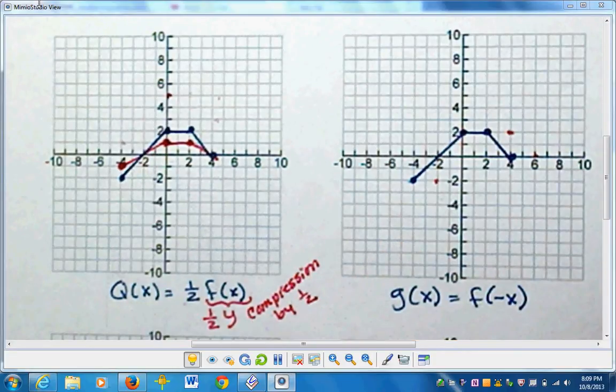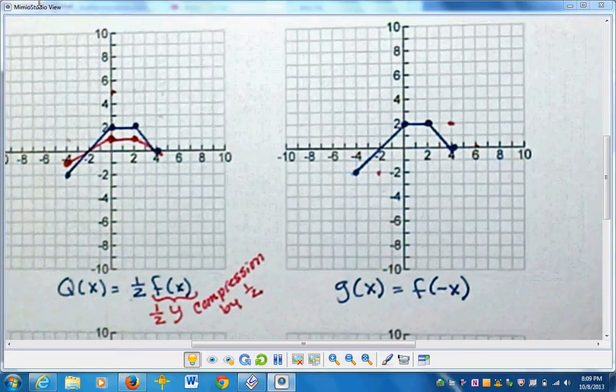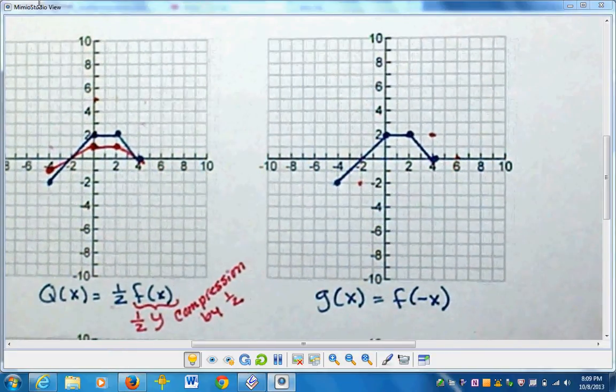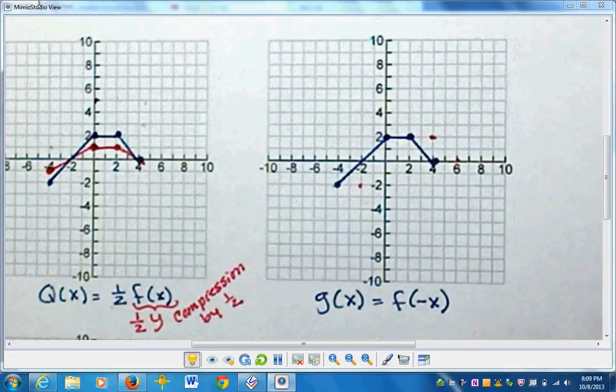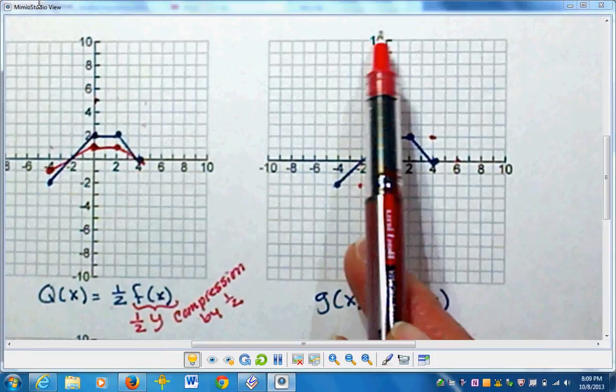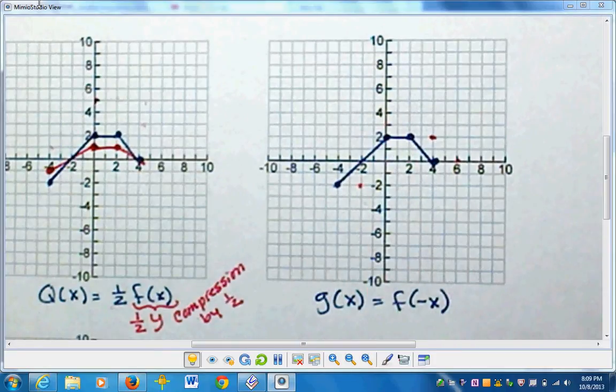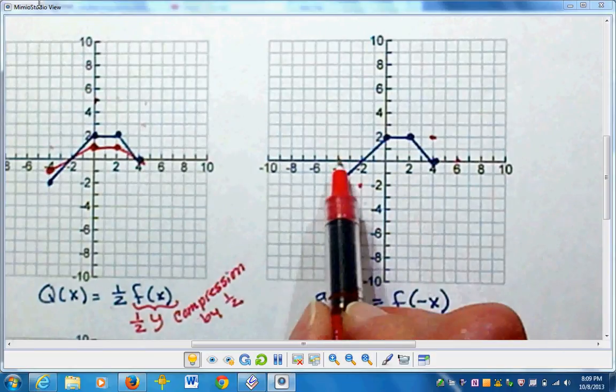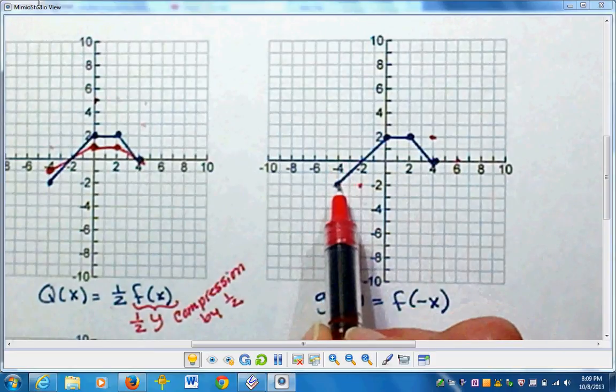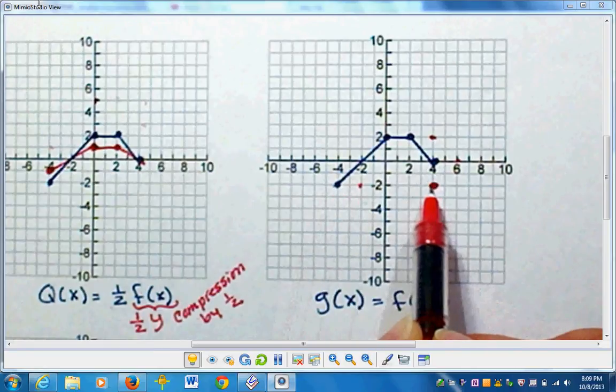So let's move on to the next one. So this one here is a little tricky, and I haven't really talked about it. When we have this negative inside, that means we're really reflecting over the y-axis, and we'll see that. So we're going to take the opposite of our x values here. Okay, so we have to be careful. So my x value here is -4. So the opposite of -4 is 4. So that point translates over there.